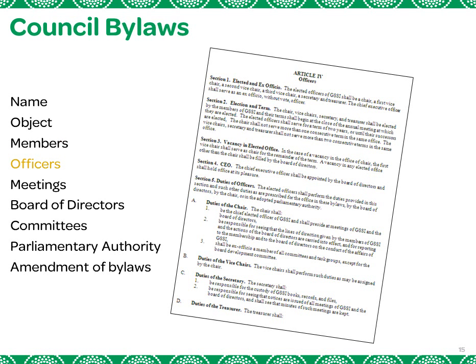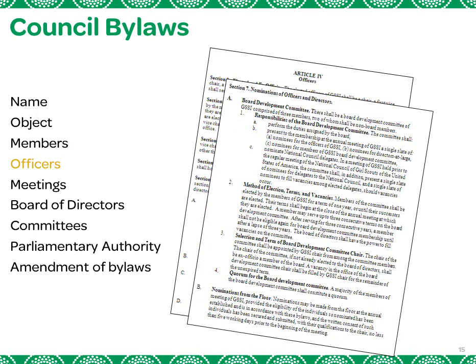Article 4 establishes the elected officers of GSSI as a chair, first, second, and third vice chairs, secretary, and treasurer. The CEO serves as an ex officio officer without vote. It also establishes term limits for the various officers. Section 4 notes that the CEO is appointed by the Board of Directors and holds office at its pleasure. Additional information in this article covers the duties of the officers and the slating process of officers and directors.